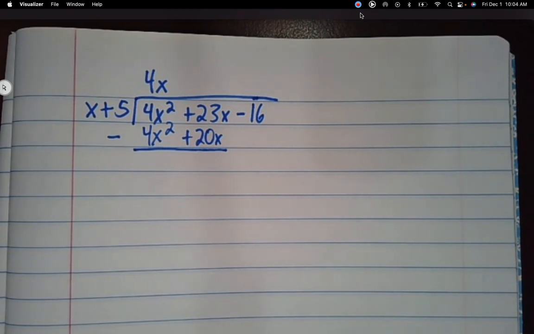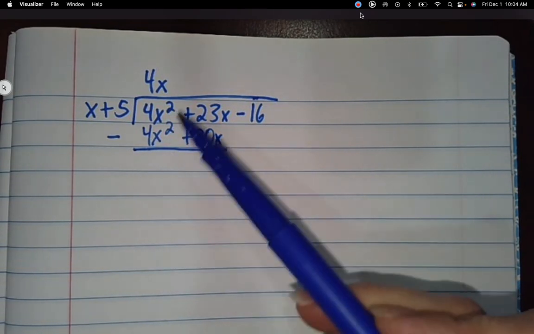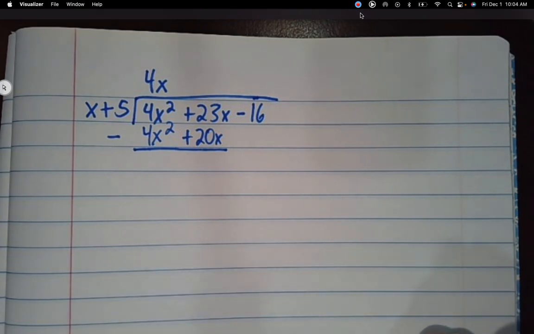The reason it has to match, Jaden, is because every time that has to go to 0. The only way it's going to go to 0 is if it matches. Okay, if it's the same thing. So I told you, if you can multiply and subtract, you've got this today. All right, are we good? We're still writing?